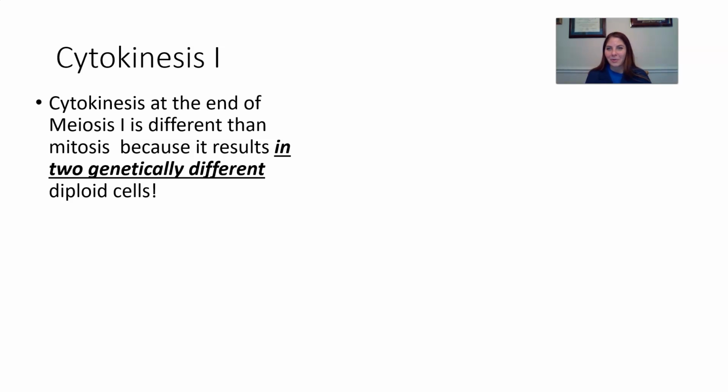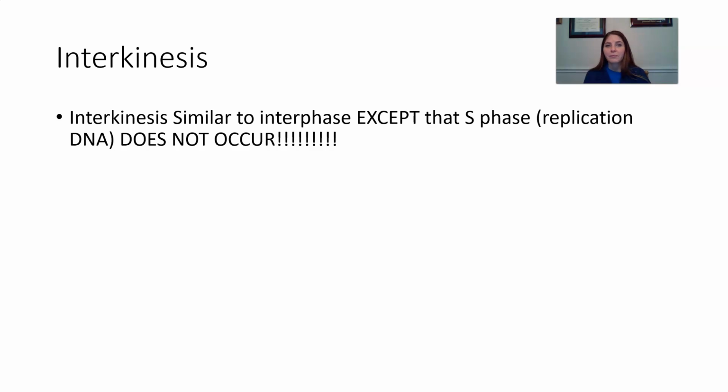So in cytokinesis 1, it's at the end of meiosis 1. It is different than mitosis because it results in 2 genetically different diploid cells. So in mitosis, we have 2 genetically identical diploid cells. In meiosis, we have 2 genetically different cells. Now they are still diploid, meaning that those 2 cells still do have 2 sets of chromosomes.